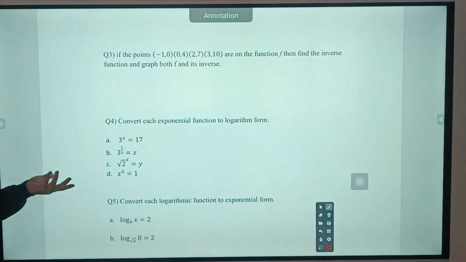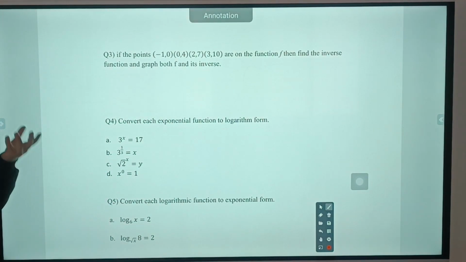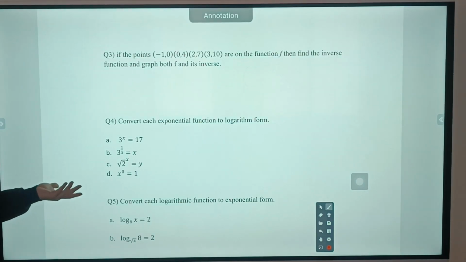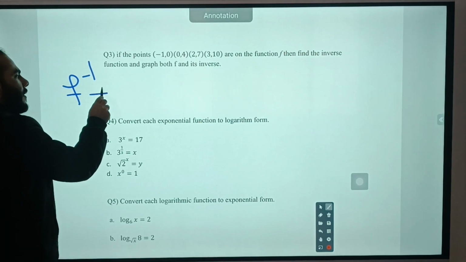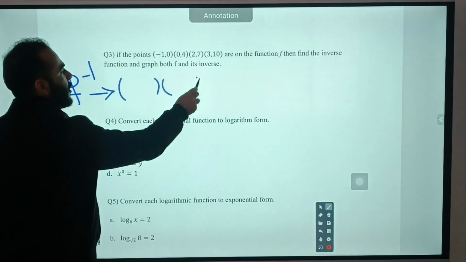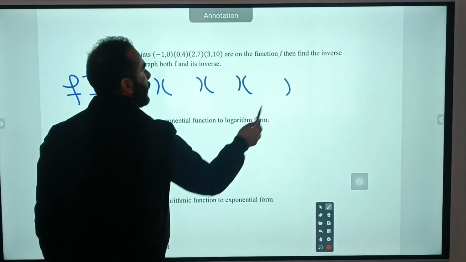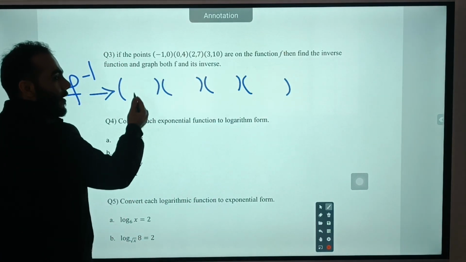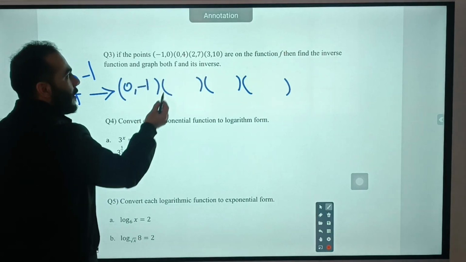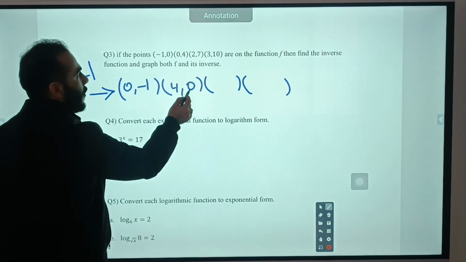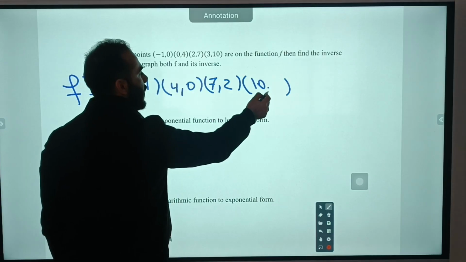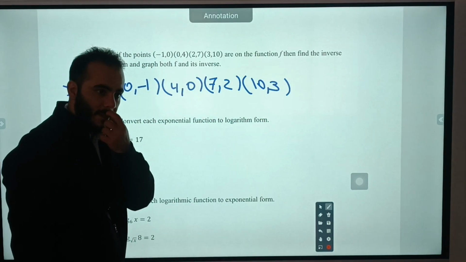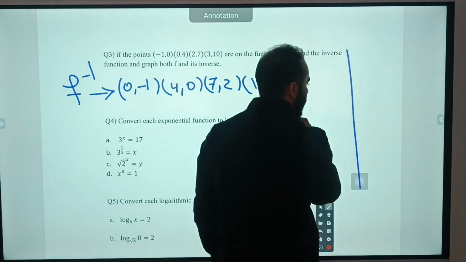Find the inverse. If these given points are on the function f, then find the inverse function. The inverse function's notation is f to the power of negative 1. To find f inverse, just switch the places of x and y. So negative 1 and 0 become 0 and negative 1. 0, 4 becomes 4 and 0. 2 and 7 become 7 and 2. 3 and 10 become 10 and 3. There is the coordinate plane over here.